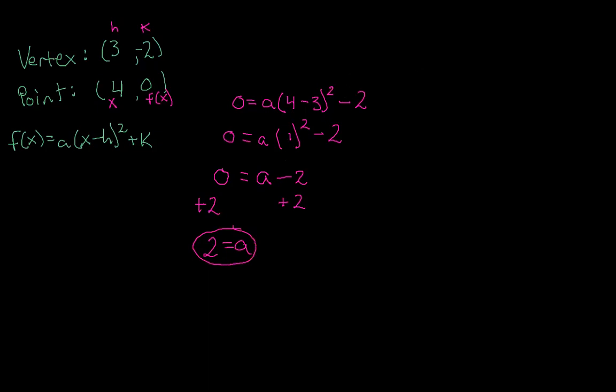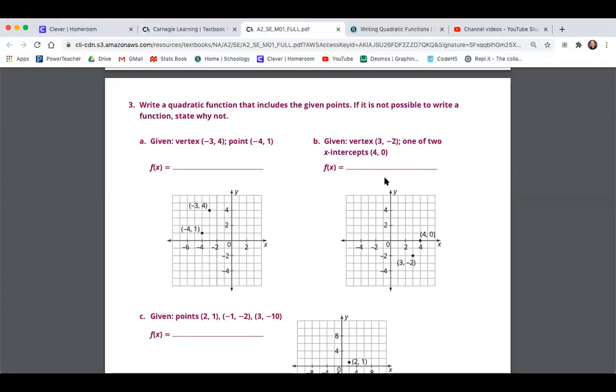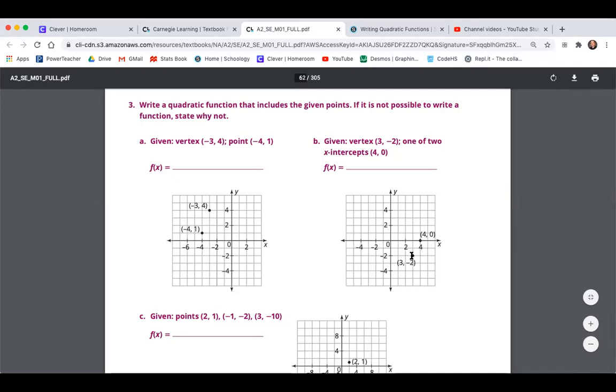All right, so now let's put all that stuff together. f of x equals 2 times x minus 3 squared, and then minus 2. That is the function that has a vertex of 3, negative 2, and is guaranteed to pass through this point. So that's really it. I can show you on the graph, right? If we go back here, this is where I got those values. We started off at our vertex, 3, negative 2, and we went through this point of 4, 0, just like that.